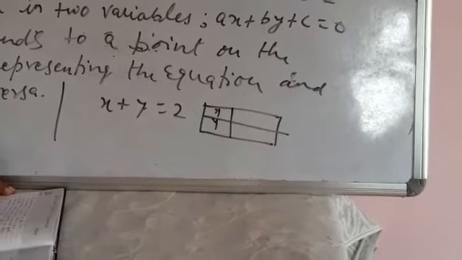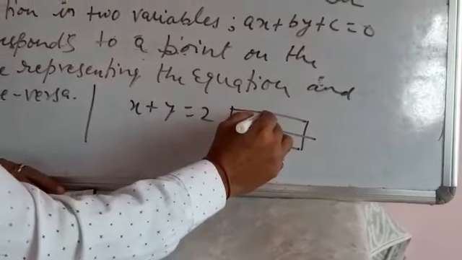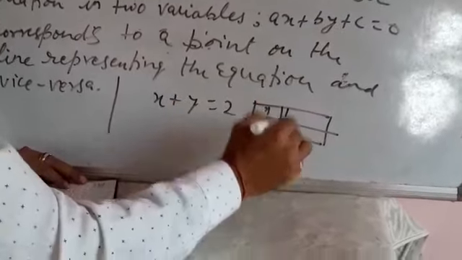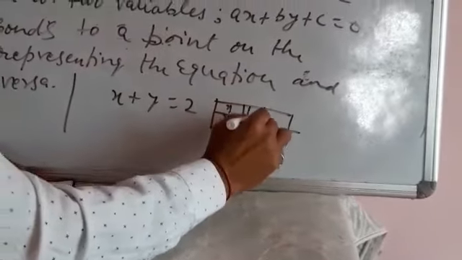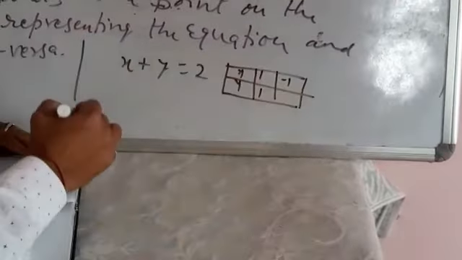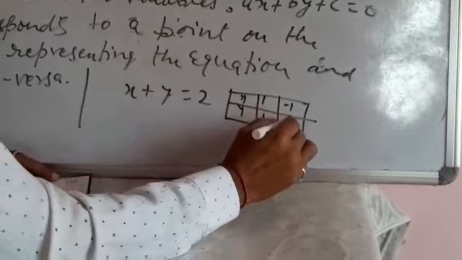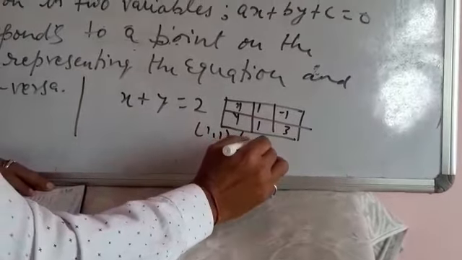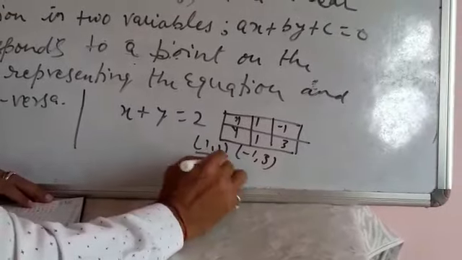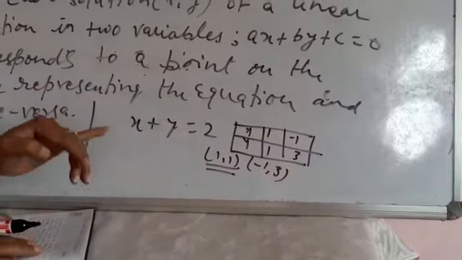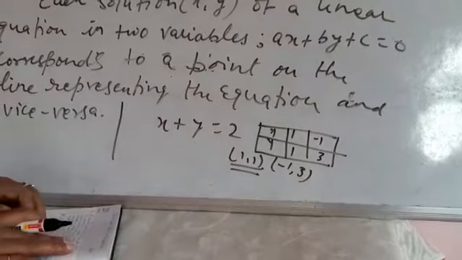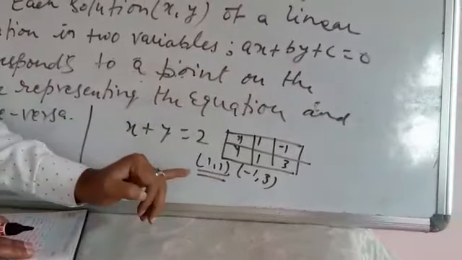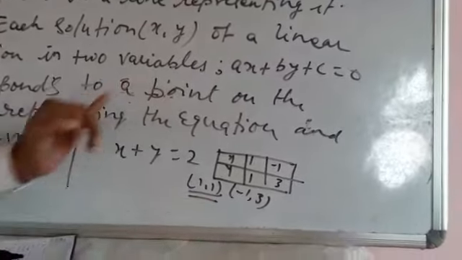एक कोई वैल्यू हम एज्यूम करते हैं. सपोज करो हम x की वैल्यू 1 एज्यूम कर रहे हैं तो y की वैल्यू 1 आ रहा है. सपोज करो x की वैल्यू हमने -1 एज्यूम कर लिया तो y की वैल्यू 3 आ रहा है. ये क्या आ रहा है? 1,1. ये क्या आ रहा है? -1,3. ये 1,1 जो है, this is the solution of this equation. This is the one solution of this equation.